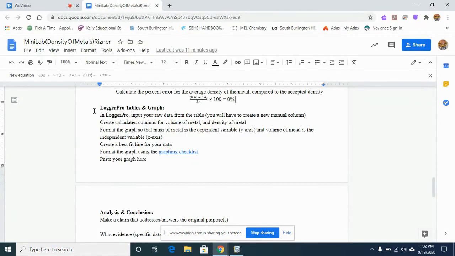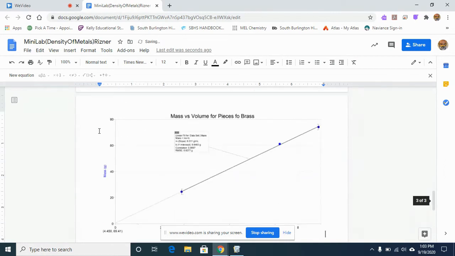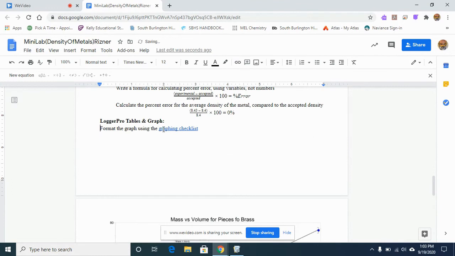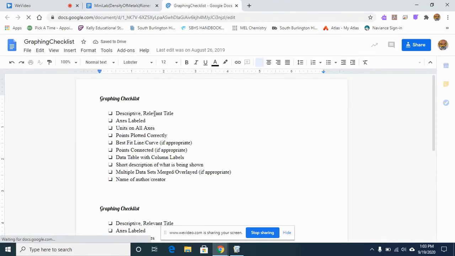Then you open up your graph. And I'm going to delete this because all of those things are on there. We'll check the graphing checklist in a moment. And Control-V is to paste in the graph. We're going to check out the graphing checklist here just to make sure everything is there. Descriptive relevant title is checked. The axes are labeled. We have units on all the axes because of how I formatted the columns.